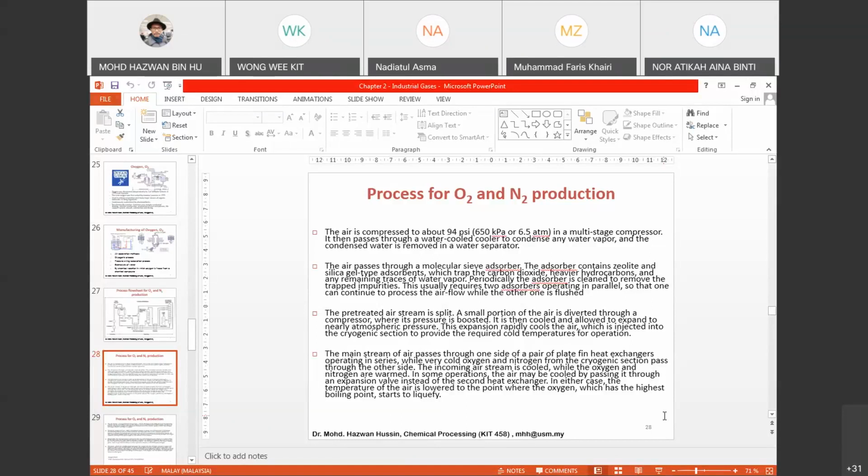And the main stream of the air passes through one side of a pair of plate fin heat exchangers operating in series, while very cool oxygen and nitrogen from the cryogenic section pass through the other side. The incoming air stream is cooled, while the oxygen and nitrogen will be warmed. In some operations, the air may be cooled by passing it through an expansion valve instead of the second heat exchanger. So in either case, the temperature of the air is lowered to the point where oxygen has the highest boiling point.